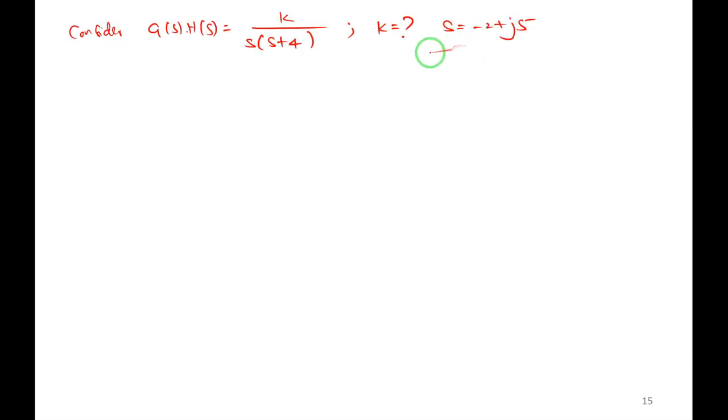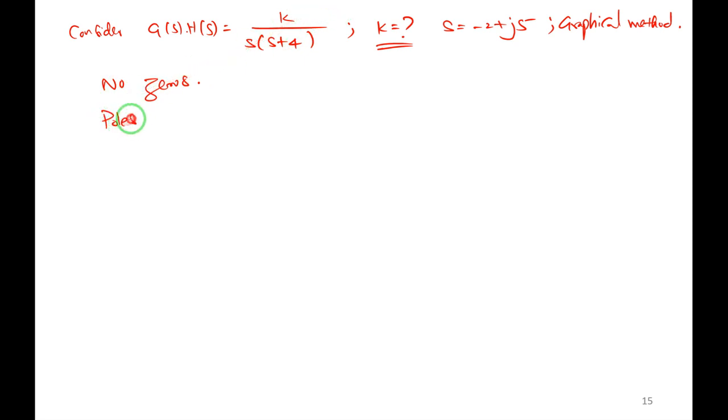So yes, we can use the magnitude condition, but they are asking to do it by the graphical method, right? So using the graphical method, find out the value of k. Okay, we will go. First, let me have a look at the poles and zeros. I look at the numerator first. No zeros are there. Looking at the numerator, I came to know that there are no zeros. But what about the poles?